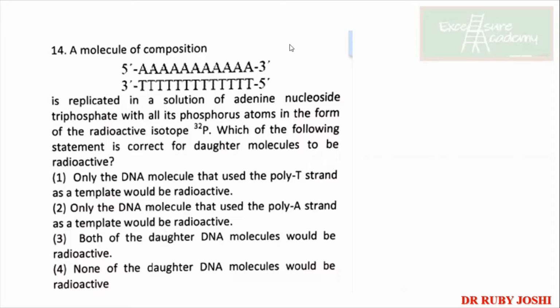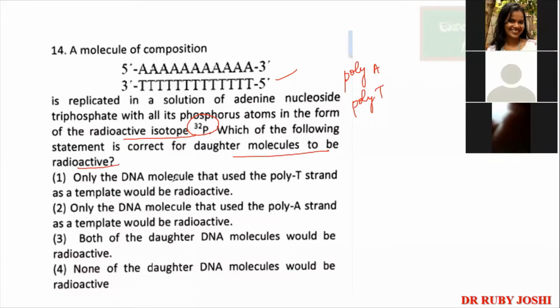So a molecule of the composition given here, we can see that a poly A strand and a poly T strand are given. It's replicated in a solution of adenine nucleoside triphosphate with all its phosphorus atoms in the form of a radioactive isotope. Which of the following statements is correct for the daughter molecules to be radioactive?